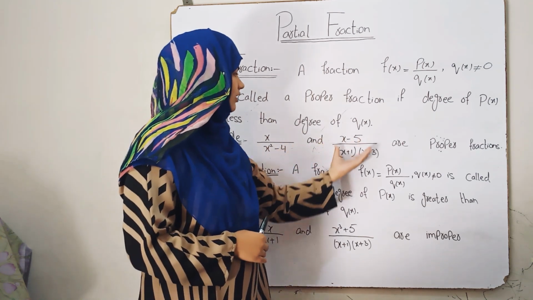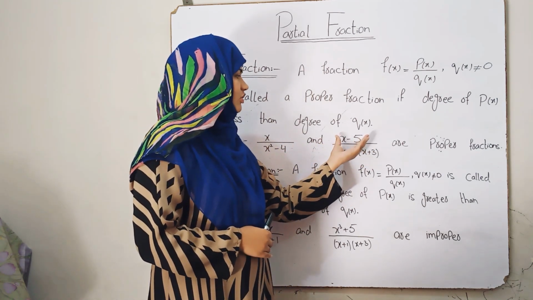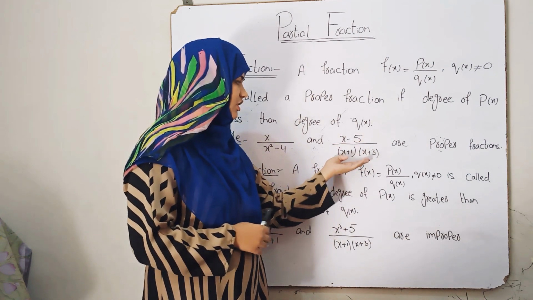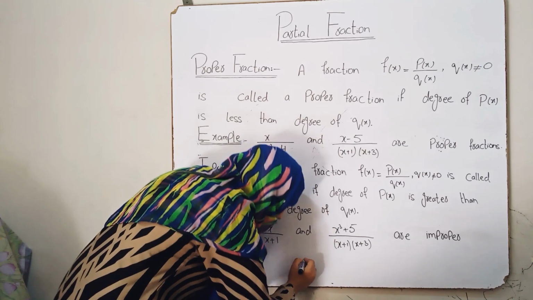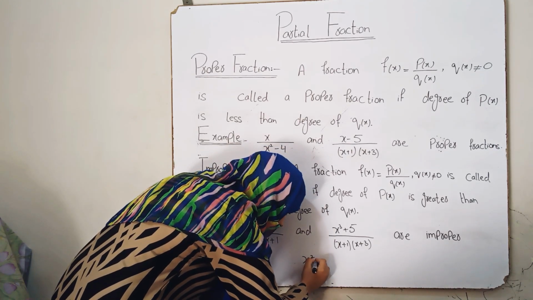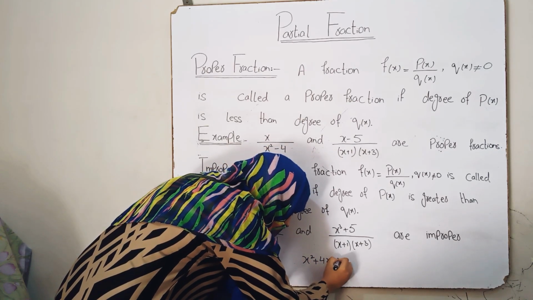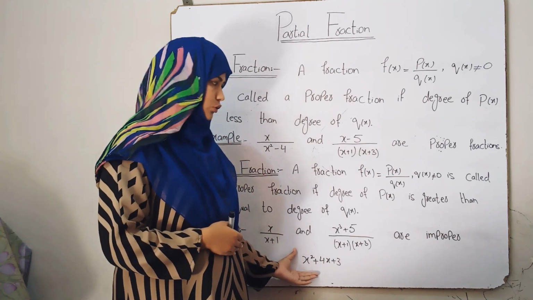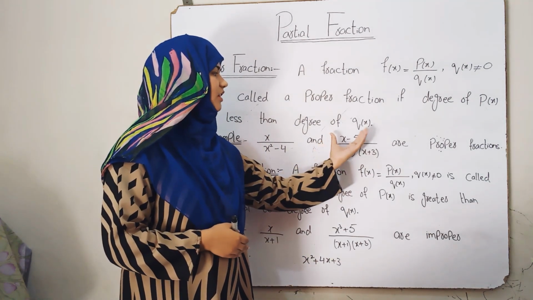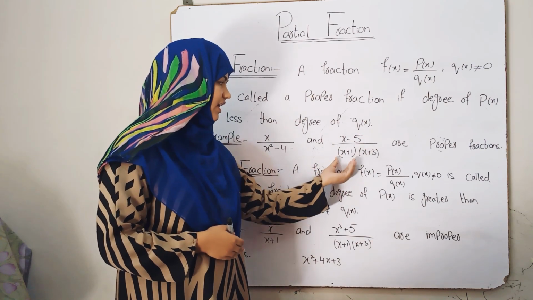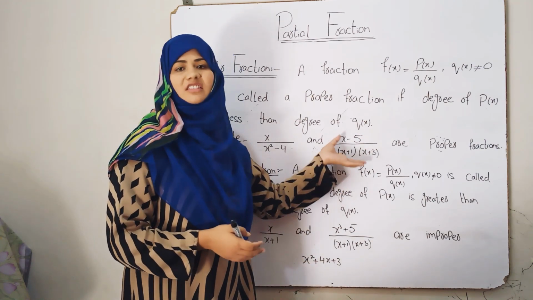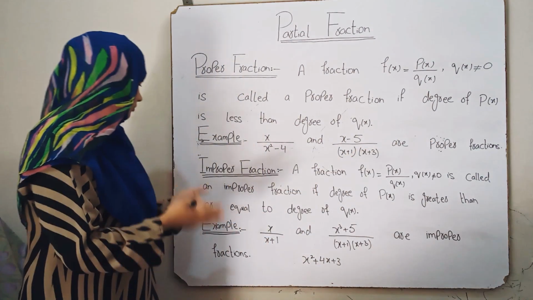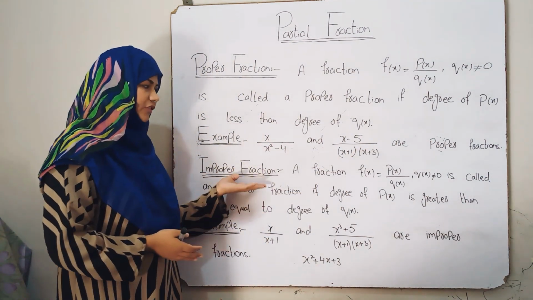Here we have another expression in which in numerator we have a polynomial of degree 1 and in denominator we have a polynomial that is x square plus 4x plus 3, which is a polynomial of degree 2. So in this expression the degree of numerator is less than the degree of denominator, so this expression is also called a proper fraction.